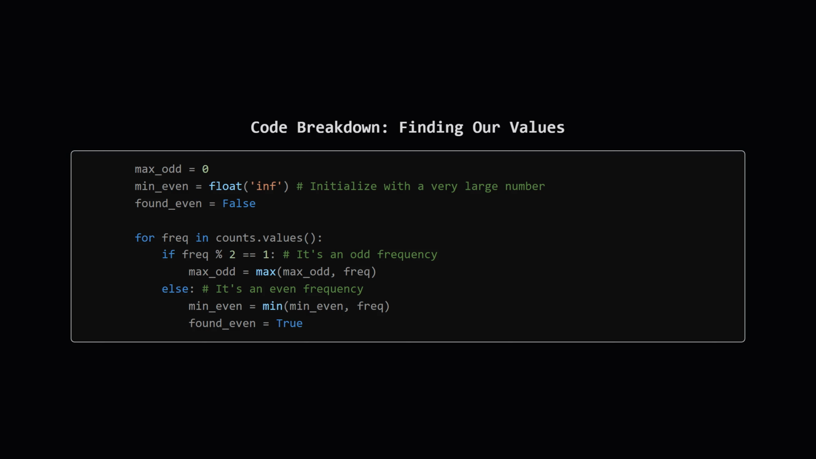Okay, this is the core logic. First, we set up our variables. We start max odd at 0, because frequencies can't be negative. We start min even at infinity, which is just a computer's way of saying a really big number. This guarantees that the first even frequency we find will become our new min even. Then, we loop through all the frequency values we counted earlier. For each frequency, we check if it's odd or even. If the number is odd, we compare it to our current max odd and keep whichever one is larger. If the number is even, we compare it to our current min even and keep whichever one is smaller. By the end of the loop, these two variables will hold exactly the numbers we're looking for.